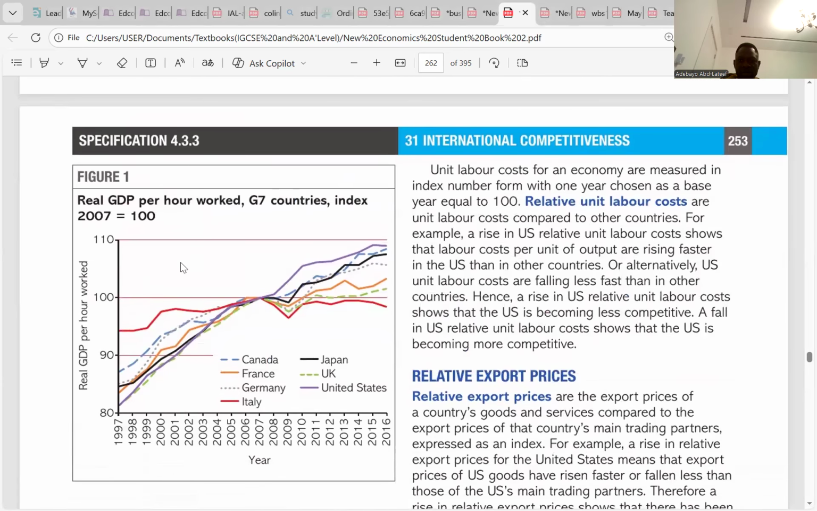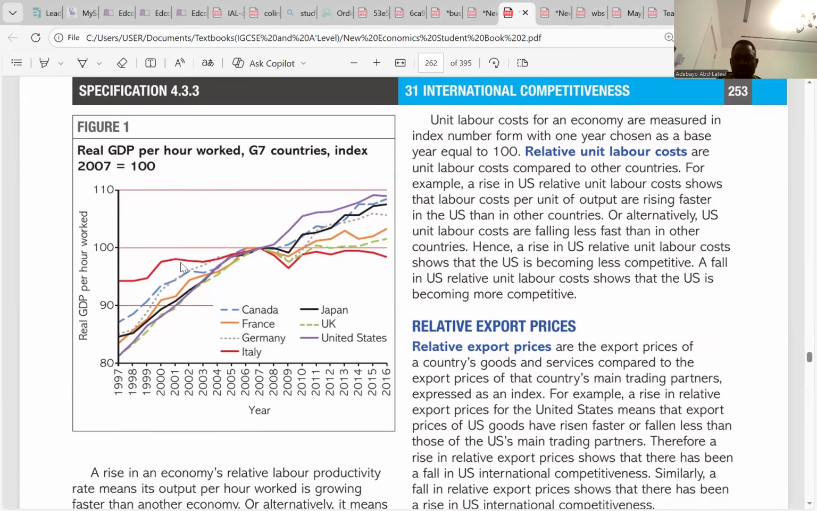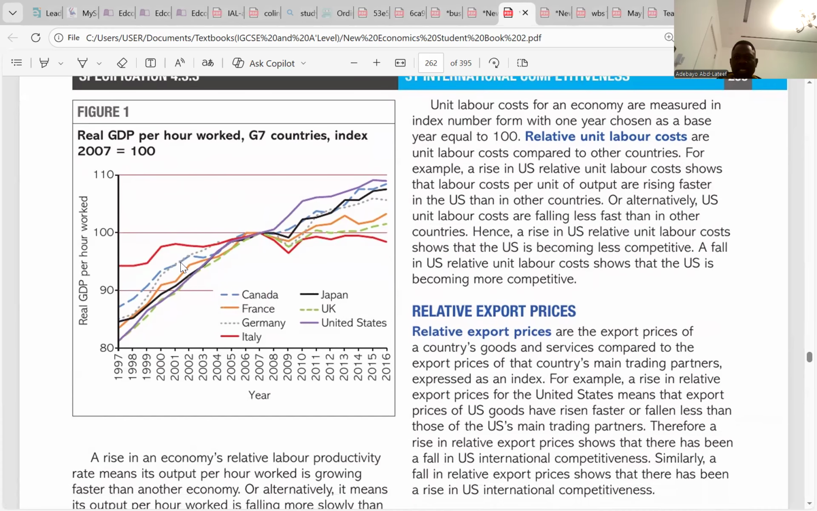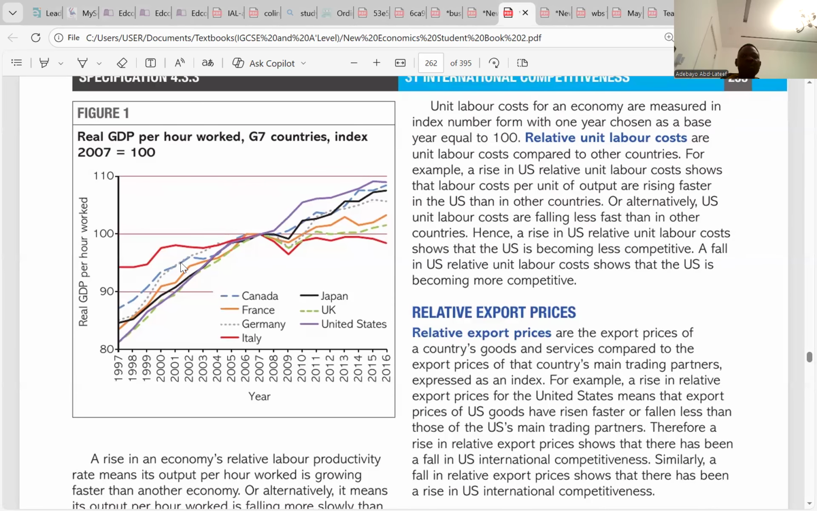So unit labor costs for an economy are measured in index number form, with one year chosen as a base year equal to 100, relative unit labor cost. Unit labor cost compared to other countries. For example, a rise in the US relative unit labor cost shows that labor costs per unit of output are rising faster in the US than in other countries. Alternatively, US unit labor costs are falling less fast than in other countries. Hence, a rise in US relative unit labor cost shows that the US is becoming less competitive. A fall in US relative unit labor cost shows that the US is becoming more competitive. So relative unit labor cost is a measure of labor cost compared to other competitors.